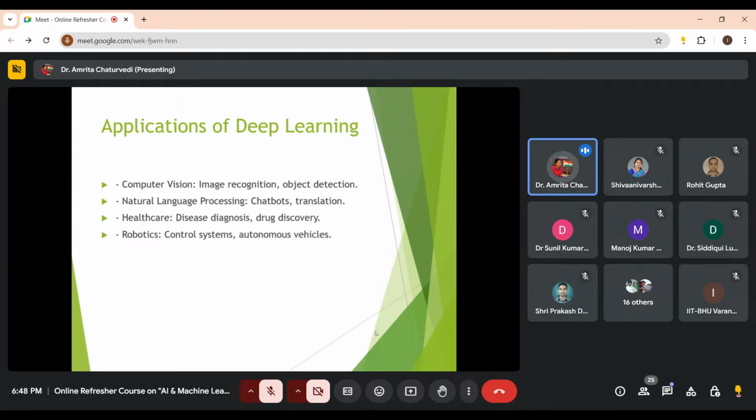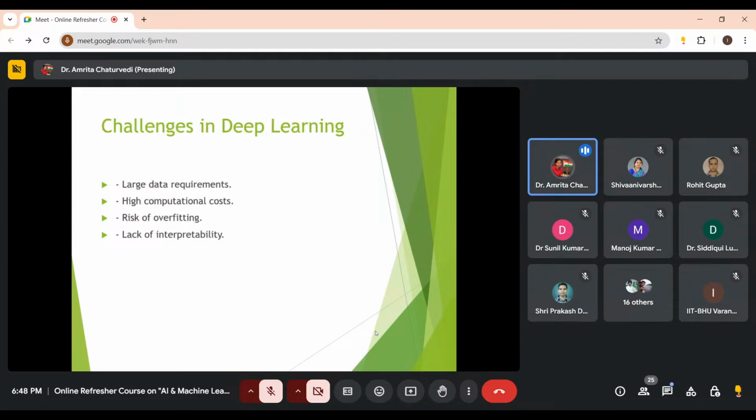They have multiple applications in deep learning like computer vision, natural language processing, healthcare, and robotics. These are the challenges. First of all, they require a large amount of data. If you provide it a small data, then it will be overfitted and it won't give you generalized results. So it requires a large amount of data. The more data it gets, the better precision it makes.